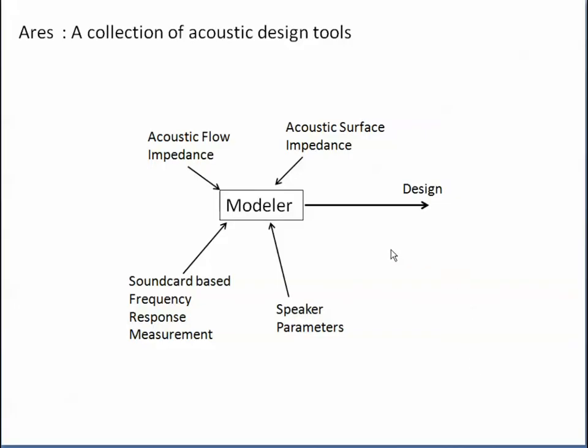The overall strategy behind Ares is captured in this slide. The modeler is meant to be the central focus of Ares. The other modules funnel their information into the modeler that allow you to complete your design. They're an acoustic flow impedance module, acoustic surface impedance module, speaker parameters, and a sound card-based frequency response measurement. Together, these are designed to help you achieve an acoustic design quickly and easily.